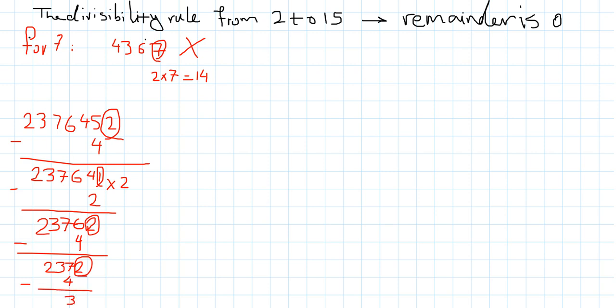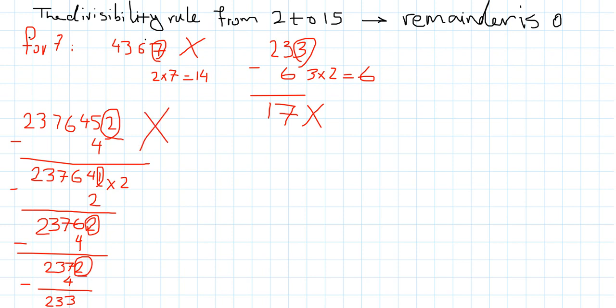3 3 2. So I have 233. Again, the last digit is 3. 3 times 2 is 6. Now 23 minus 6 is 17. So 17 cannot divide it by 7. So this number cannot divide it by 7. So we check like this.